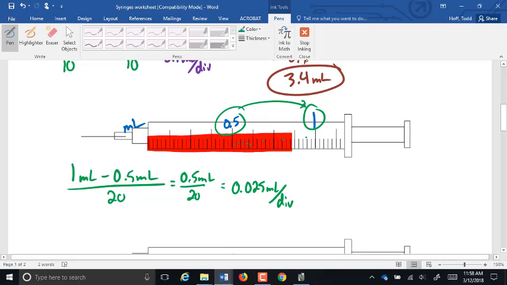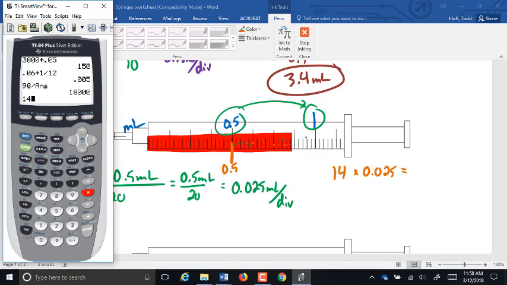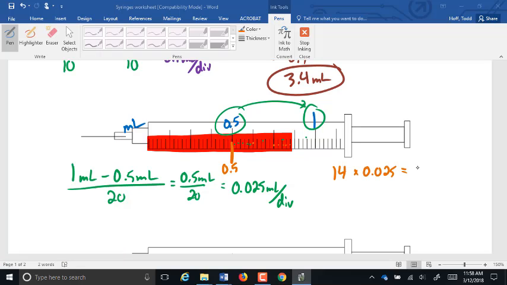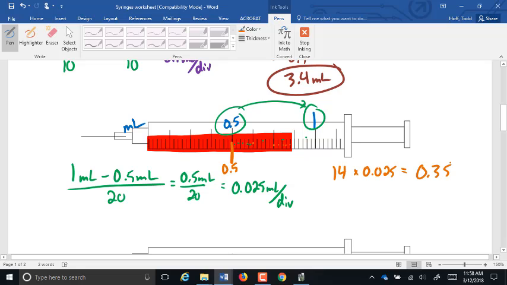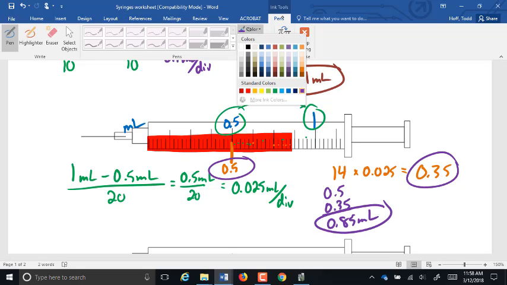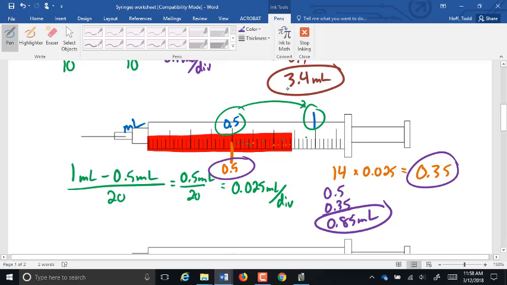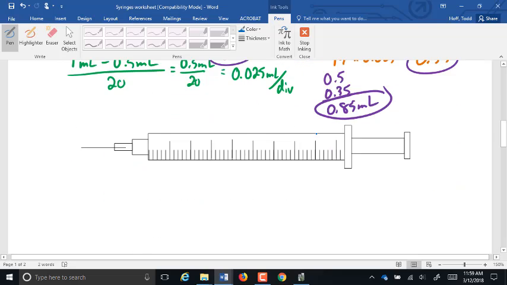So now this one's a little bit more awkward to read. This is our last marked location, that's 0.5 milliliters. We have 5, 10, 11, 12, 13, 14 divisions times 0.025, giving us 0.35 milliliters. So we combine 0.5 with 0.35, you get 0.85 milliliters is what that syringe is containing. Could go the other way.